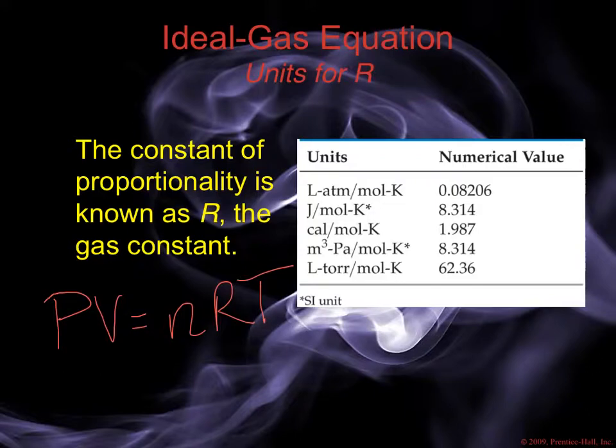All right, so going back to this slide, the different values for R, okay? And again, you can see it just depends on the units you're using. The more common unit that we'll use for gas laws is liters, atmosphere, moles over Kelvin, and it's 0.08206, okay?